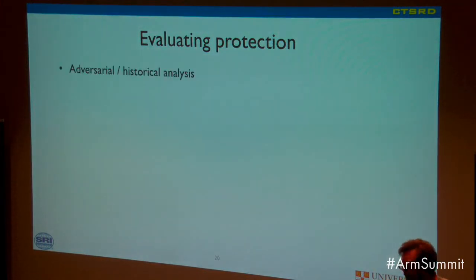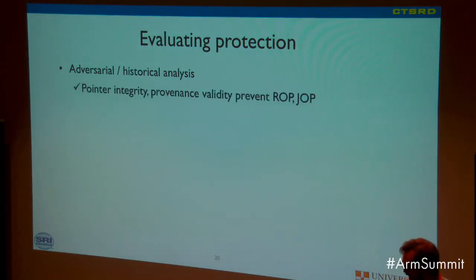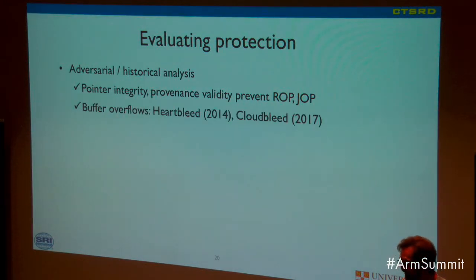Thinking about protection, how do you evaluate protection? Well, you want to do an adversarial analysis. You want to do a historic analysis, look at past vulnerabilities and so on. So the good news is we do eliminate, by definition, a bunch of attack techniques, such as ROP and JOP. If we look back at past buffer overflow-related vulnerabilities, not just memory corruption, but also data leakage like Heartbleed and Cloudbleed, no problem. But also some interesting ones.